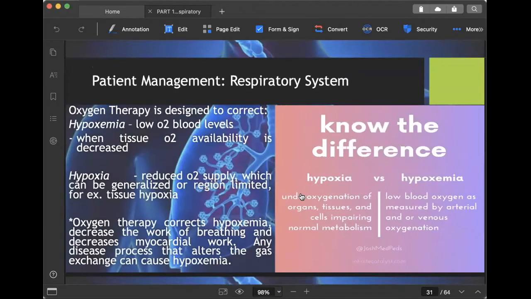We also have your patient management. Your oxygen therapy is designed to correct your hypoxemia as well as your hypoxia. Hypoxemia is a low oxygen blood level when tissue oxygen availability is decreased, while hypoxia is a decrease of oxygen supply, which can be generalized or region limited, for example, tissue hypoxia. Oxygen therapy corrects hypoxemia, decreases the work of breathing, and decreases myocardial work. Any disease process that alters the gas exchange can cause hypoxemia.